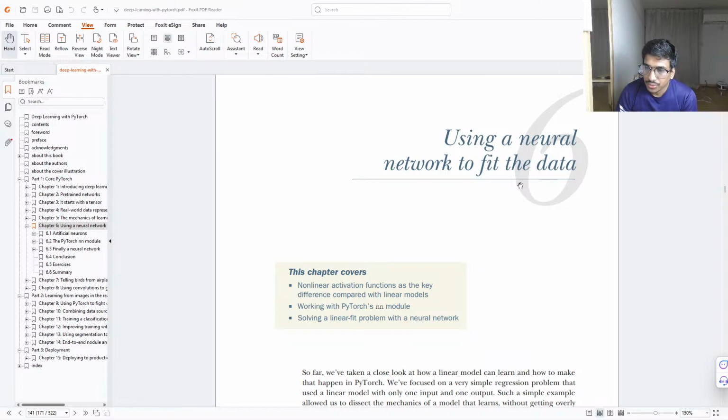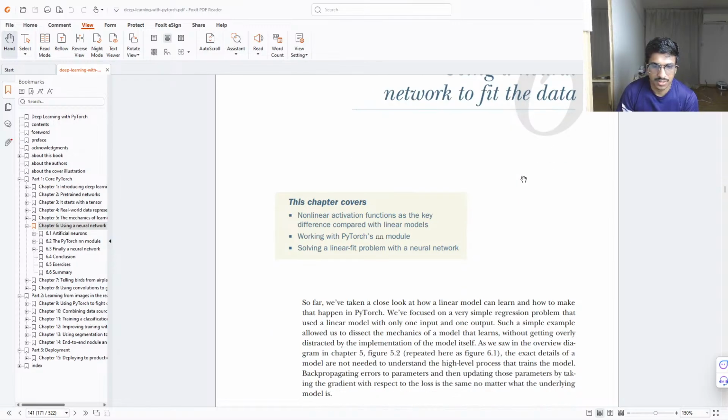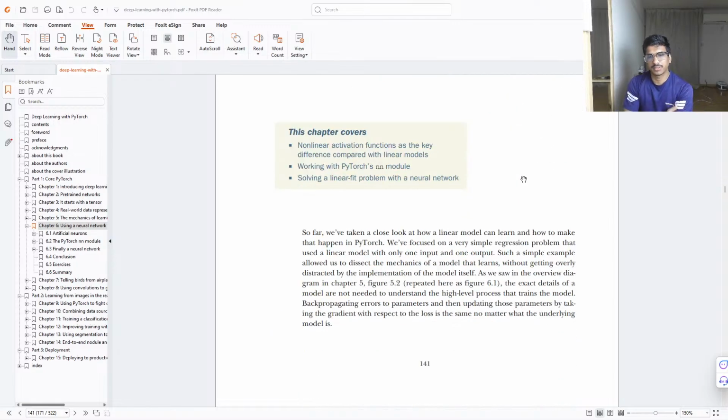Using a neural network to feed the data. This chapter covers nonlinear activation function as the key difference compared with linear model. Working with PyTorch and nn module, solving a linear fit problem with a neural network.